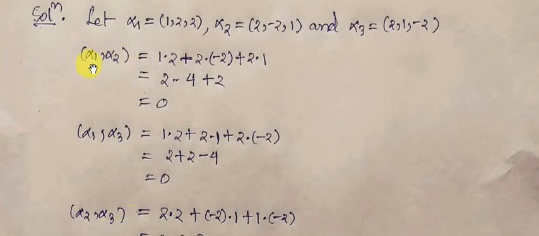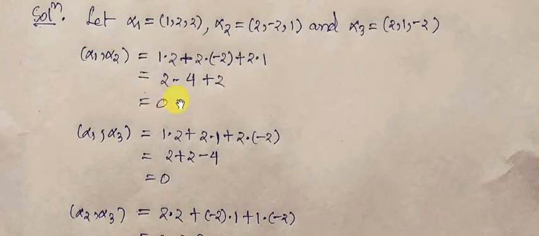The first component of alpha 1 is 1, and the first component of alpha 2 is 2, so we have written 1 into 2. The second component of alpha 1 is 2, and of alpha 2 is -2, so we have written 2 into -2. The third component of alpha 1 is 2, and of alpha 2 is 1, so we have written 2 into 1. After calculation we have this equal to 0.